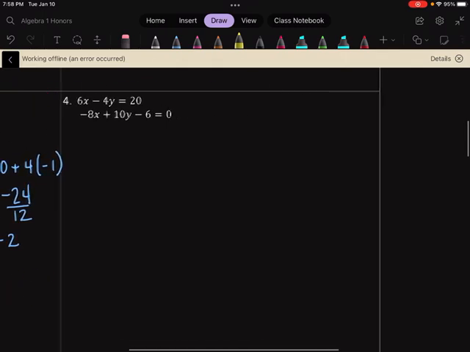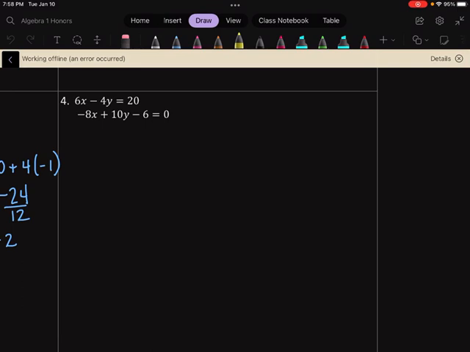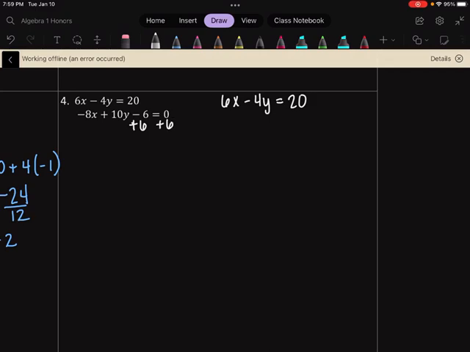All right, moving on to 4. The first one's in standard form, but the second one is not. So I'm going to rewrite it again. 6x minus 4y is equal to 20. That one's already in standard form. Here, I would need to add 6 to both sides, right? Negative 8x plus 10y is equal to positive 6.